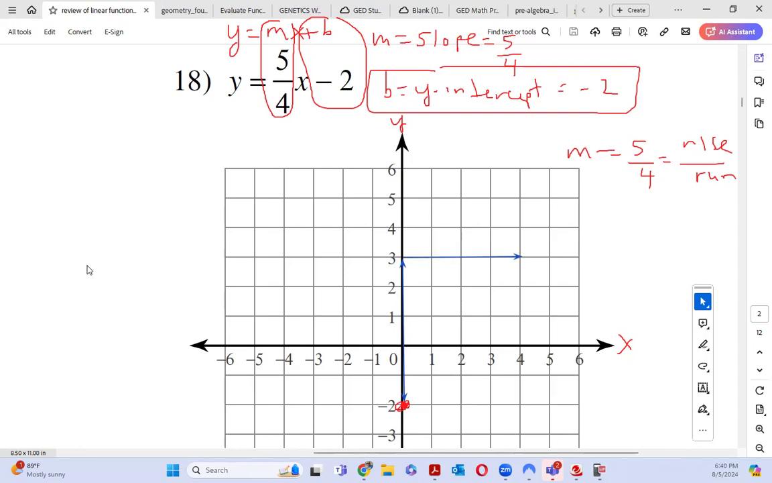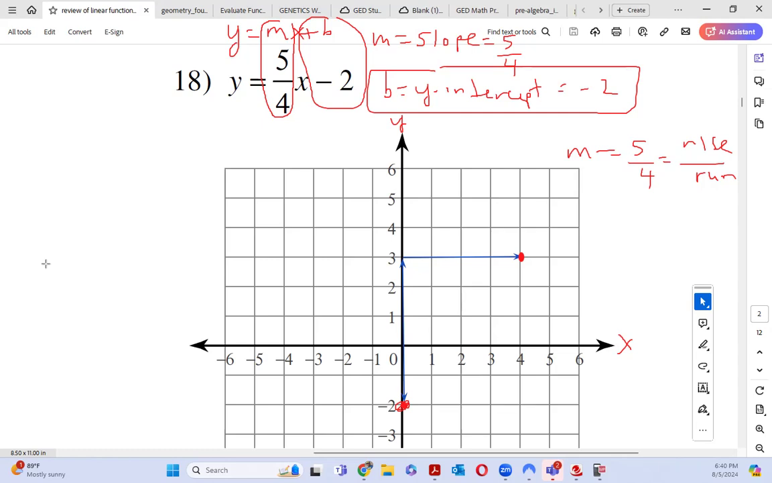Mr. Tilly, can you just go back to that? You started with the y-intercept first. Why do I start with the y-intercept first? Let me finish the problem out first, and I'll let you answer that question.